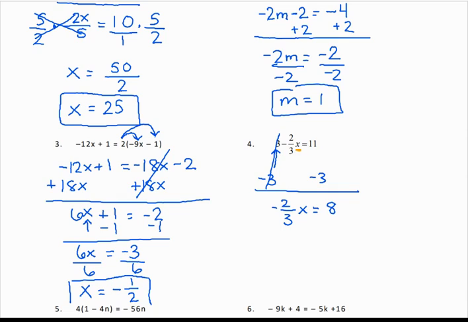Now, what's the fancy word we can use to solve this? By the reciprocal, right? Or step by step, multiply by 3 and then get rid of the 2. But the reciprocal of negative 2/3 is negative 3/2. So I do that to the left, which means I do that as well to the right.